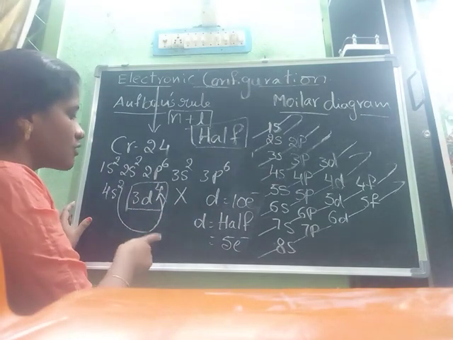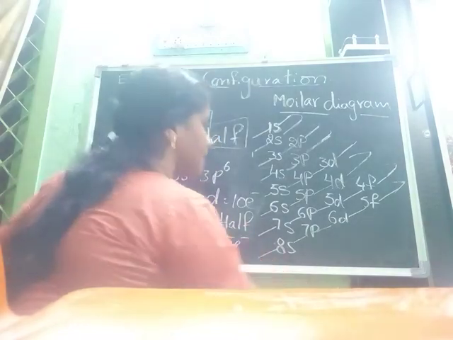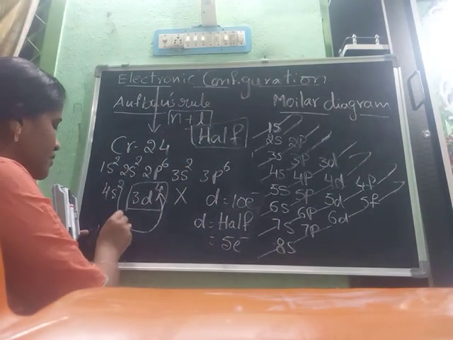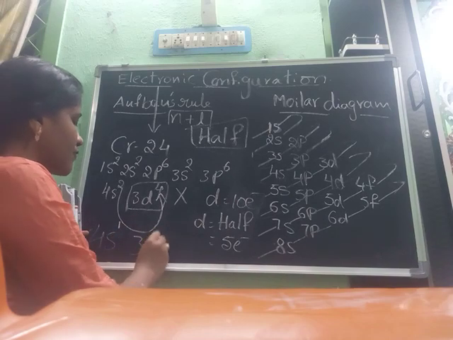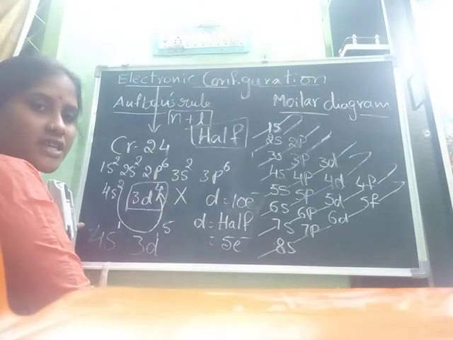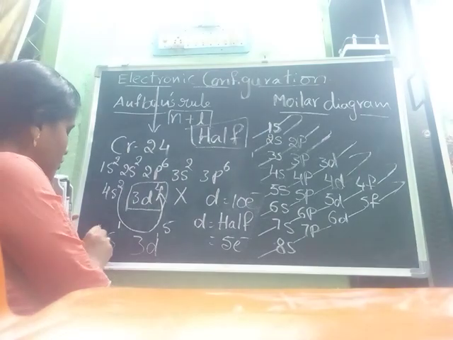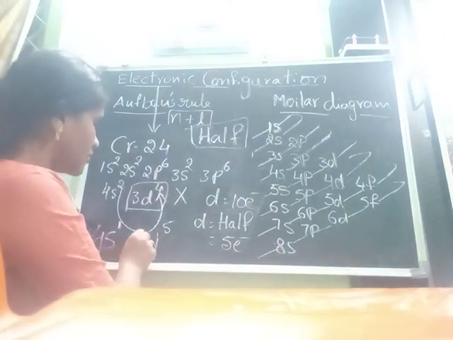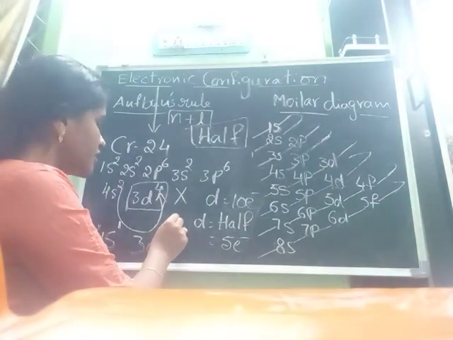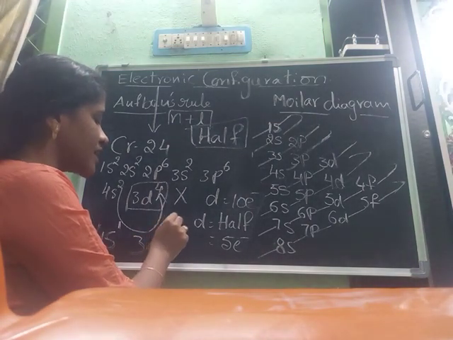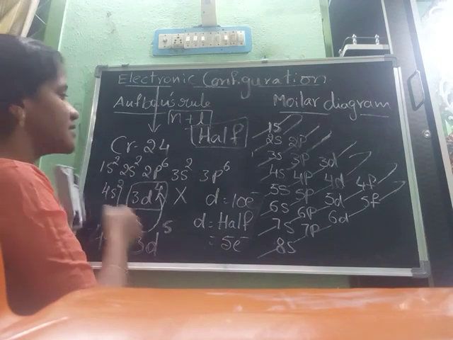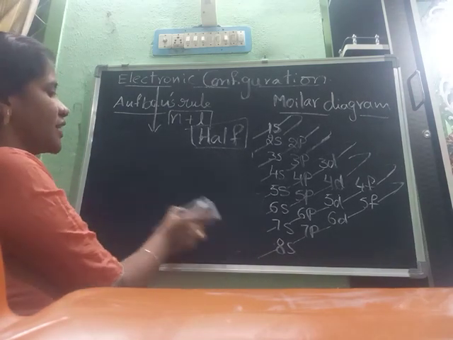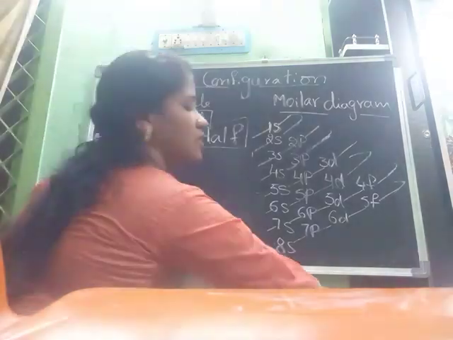Now what is the electronic configuration of that chromium? It changes to 4s1 and 3d5. Now you see 5 is exactly half filled, so it will be stable. Now I will write the correct configuration of chromium.